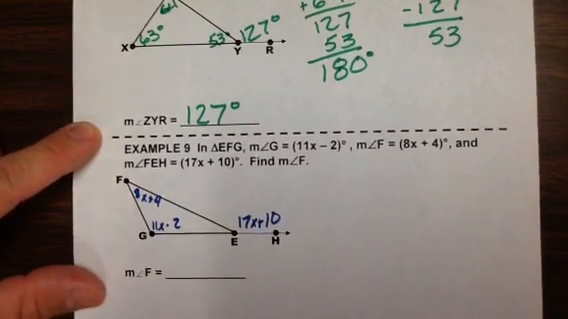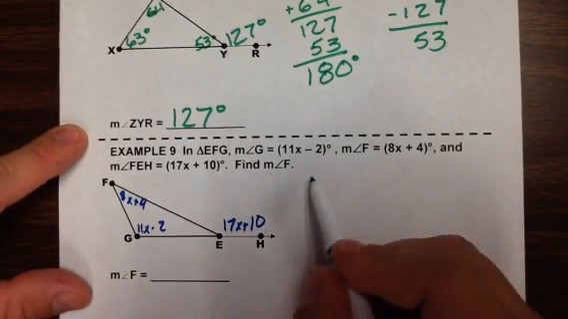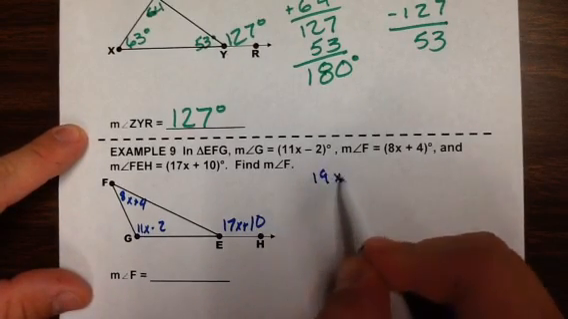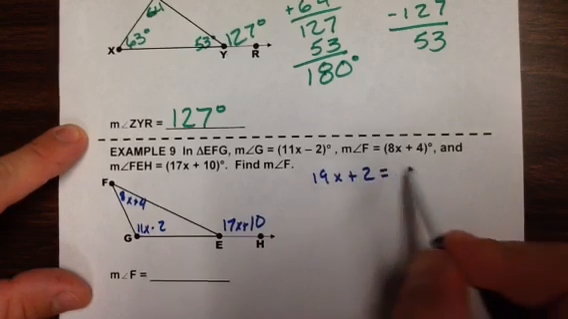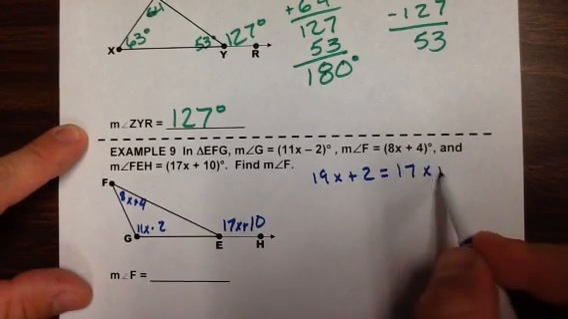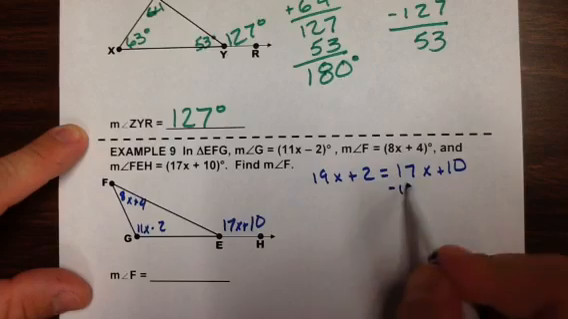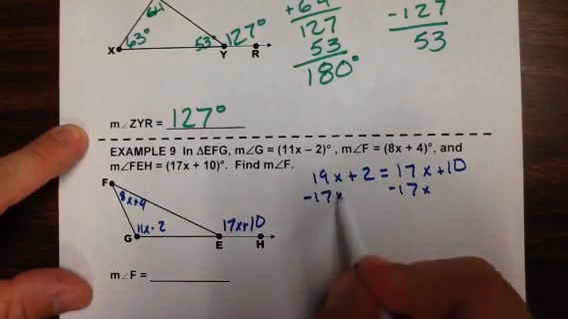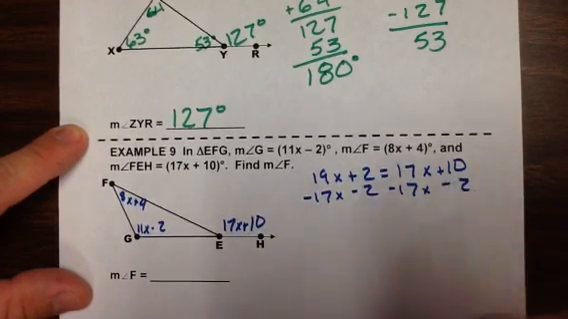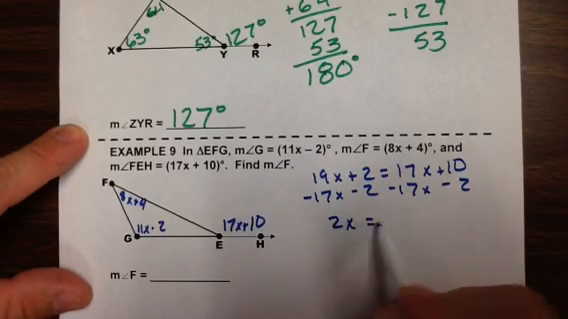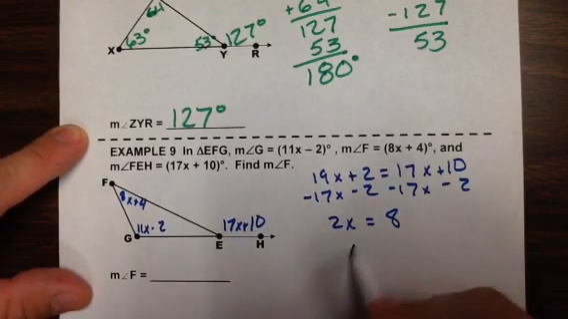This one's just going to take a little algebra. So as I'm working through it, I would say that it is 19x plus 2 equals 17x plus 10. Subtract 17x from both sides, minus 2 from both sides, and I would say that 2x equals 8, or x equals 4.